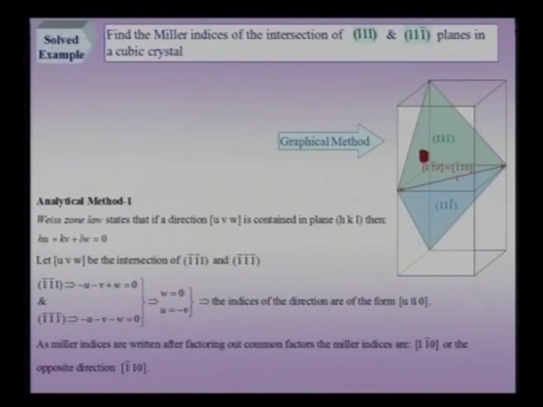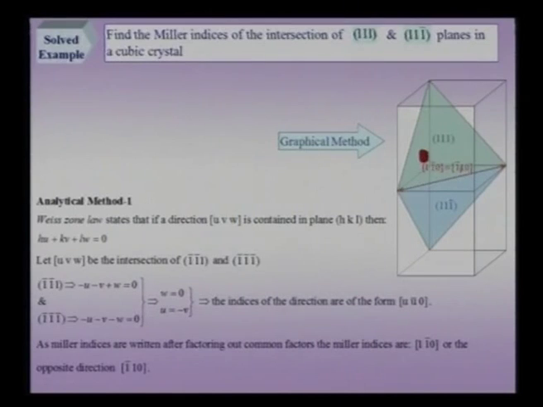Now once I know the line, I can find its direction. Suppose I take this as the origin, and this as the head of the direction, then I know the vertices of this are (1, 0, 0) and this will be (0, 1, 0). So I subtract (0, 1, 0) from (1, 0, 0), I get 1, 1 bar, 0, and therefore I enclose it in brackets. The opposite direction is obtained by taking negatives, so I will get 1 bar, 1, 0 as the opposite direction. So the line of intersection would be [1 1 bar 0] or [1 bar 1 0]. So this is a simple graphical method of finding the intersection of the two planes.